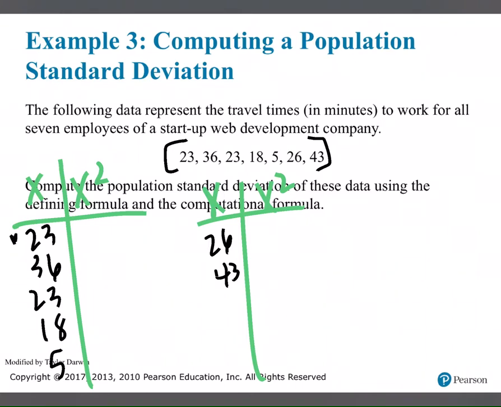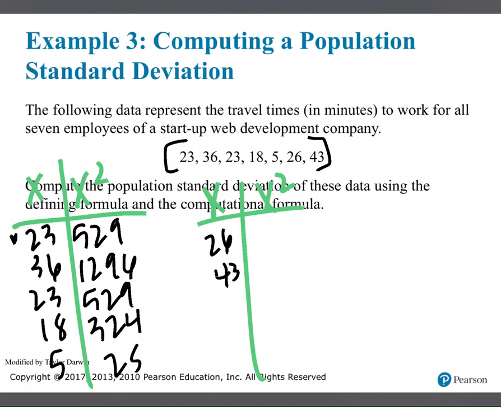You're going to square these values. And remember, square means to multiply it by itself, not times 2. So 23 squared is like 23 times 23. 529. And I'm going to do that for each one of them. So 1296. 529. I already had that one. 324. 25. 676. And 1849.